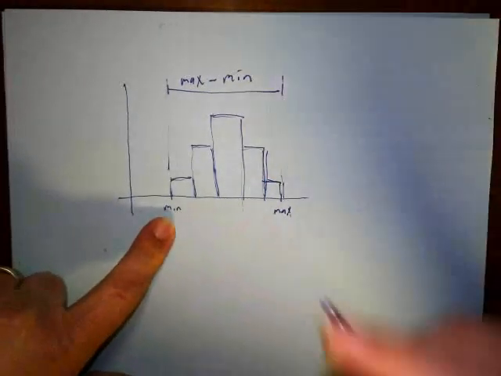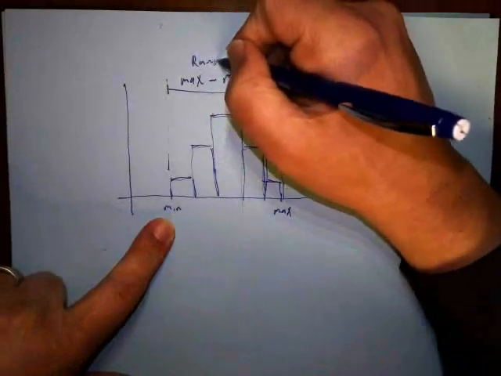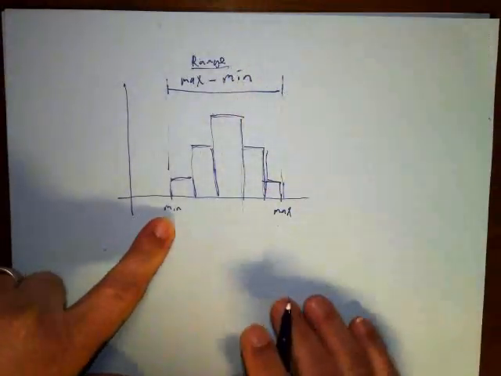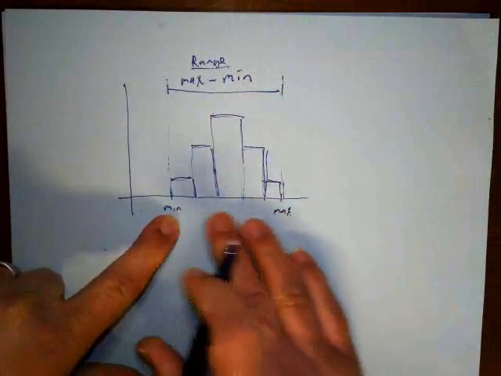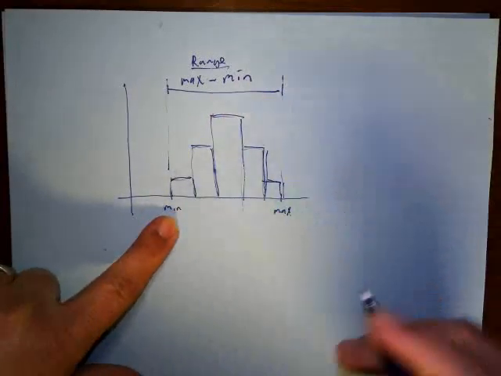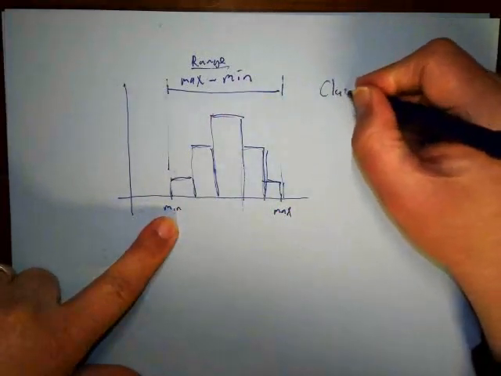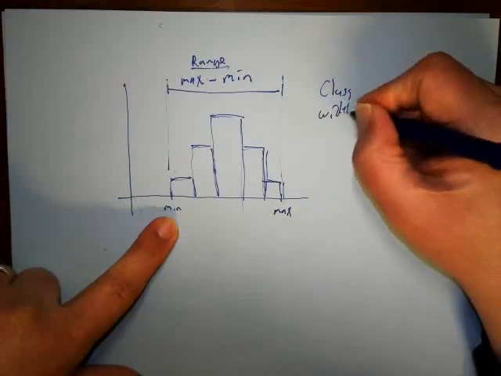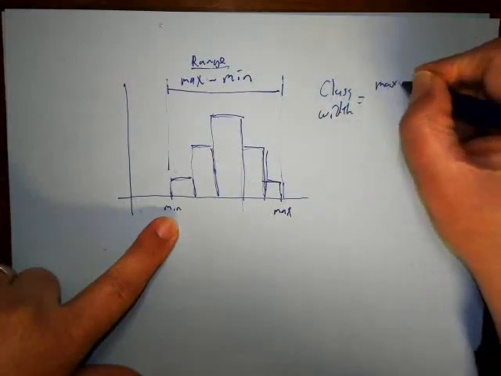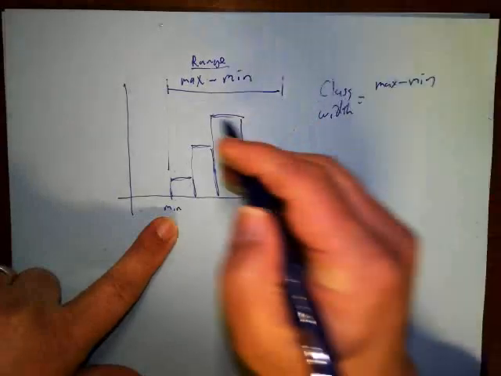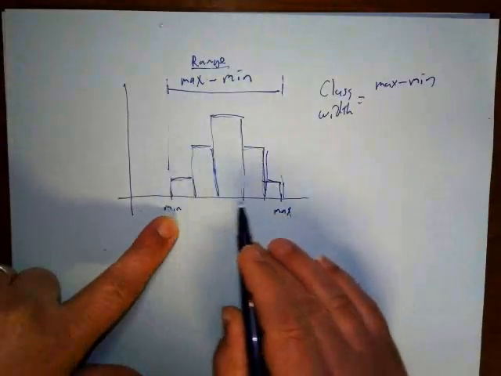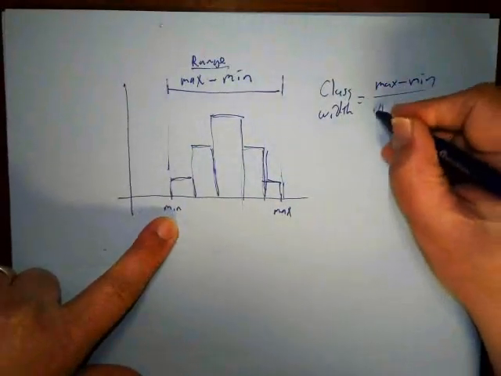And they call that the range. This is actually the range of the data. The range is just the distance between the minimum and maximum value. And so the class width here is that maximum minus the minimum, that distance, divided by the number of classes, right, that you're going to use.